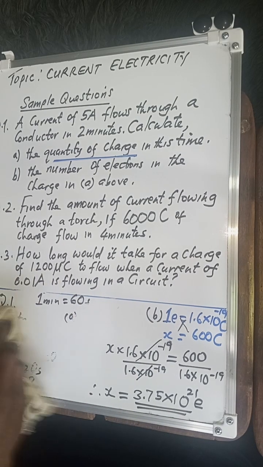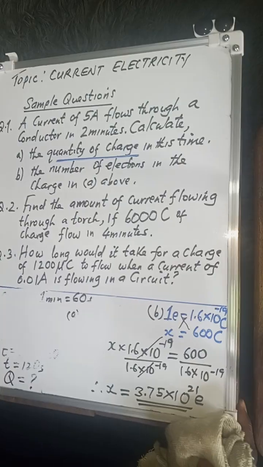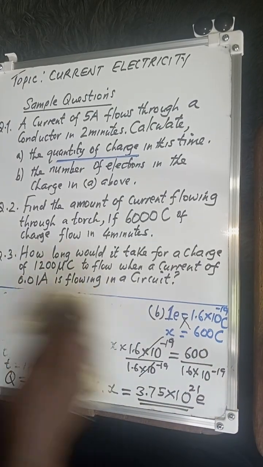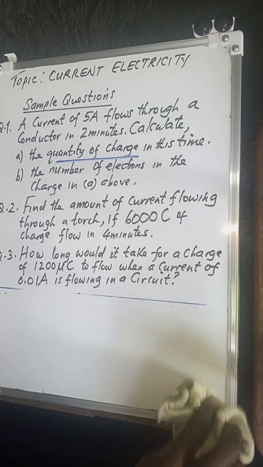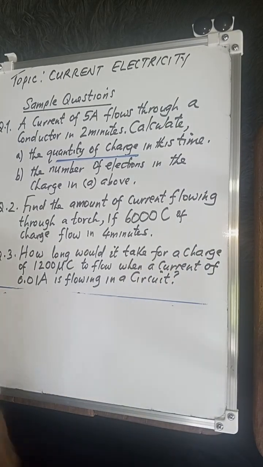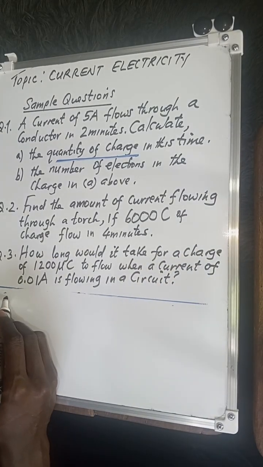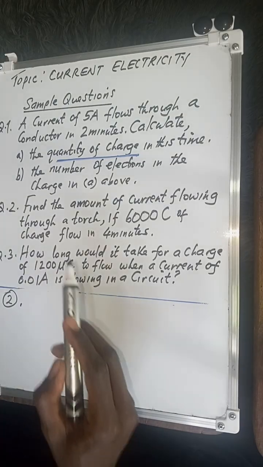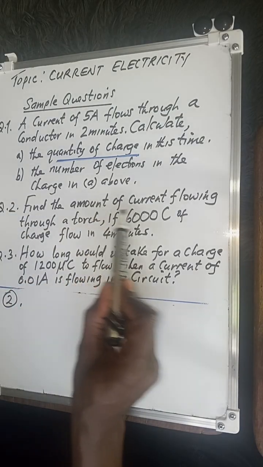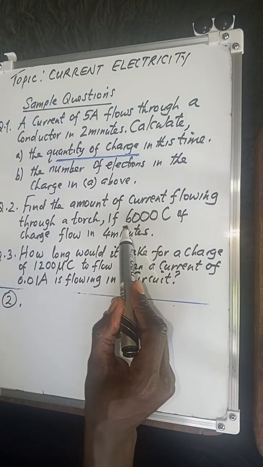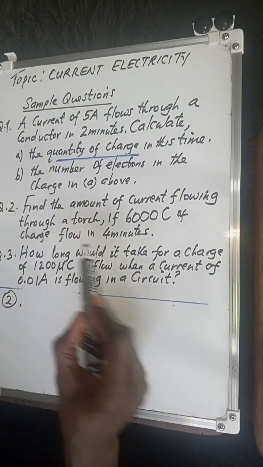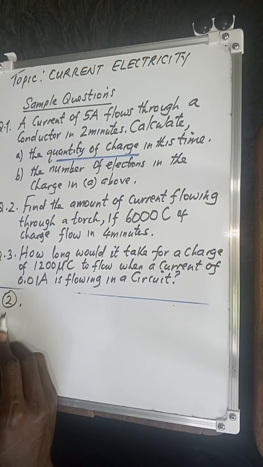Well, let's move on to question number 2 and try to see how we can do that. For question number 2, it says find the amount of current flowing through a torch if 6,000 coulombs of charge flows in 4 minutes. Again, what information do we have in the question?